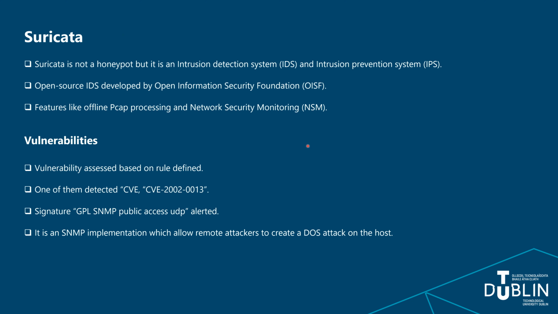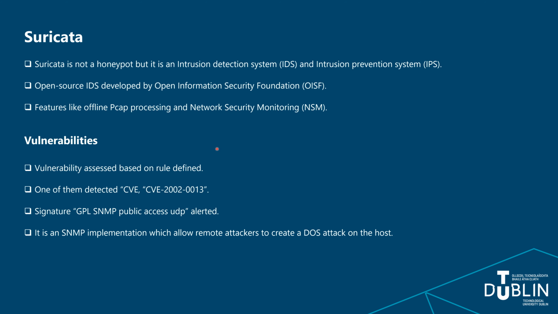The next is Suricata. I have deployed this Suricata using ELK as a visualization tool. Suricata is not a honeypot; it's also an intrusion detection system, and it's an open source IDS developed by OISF. It has features like offline PCAP processing and network security monitoring. I have analyzed the vulnerabilities here.